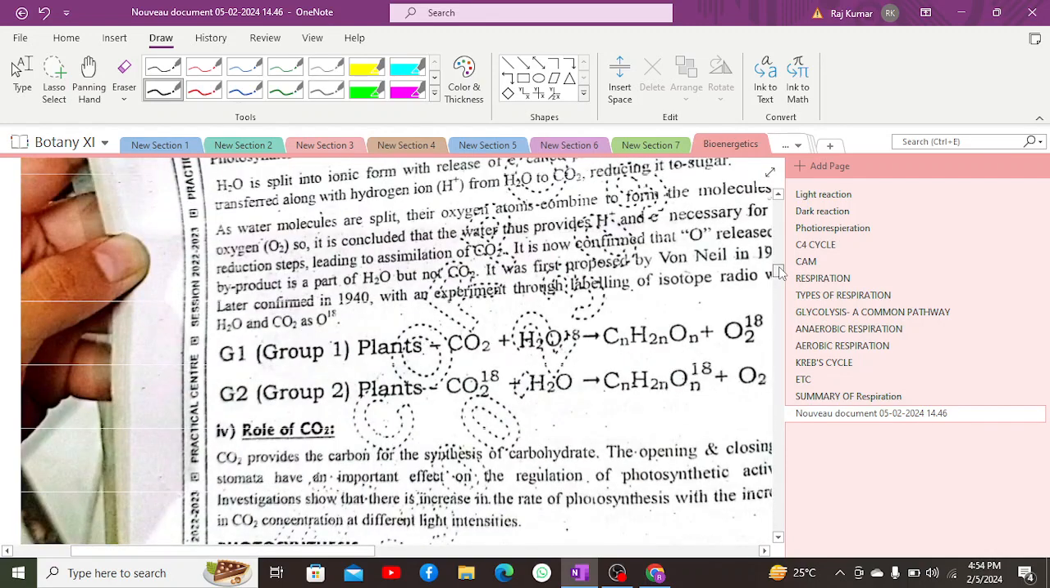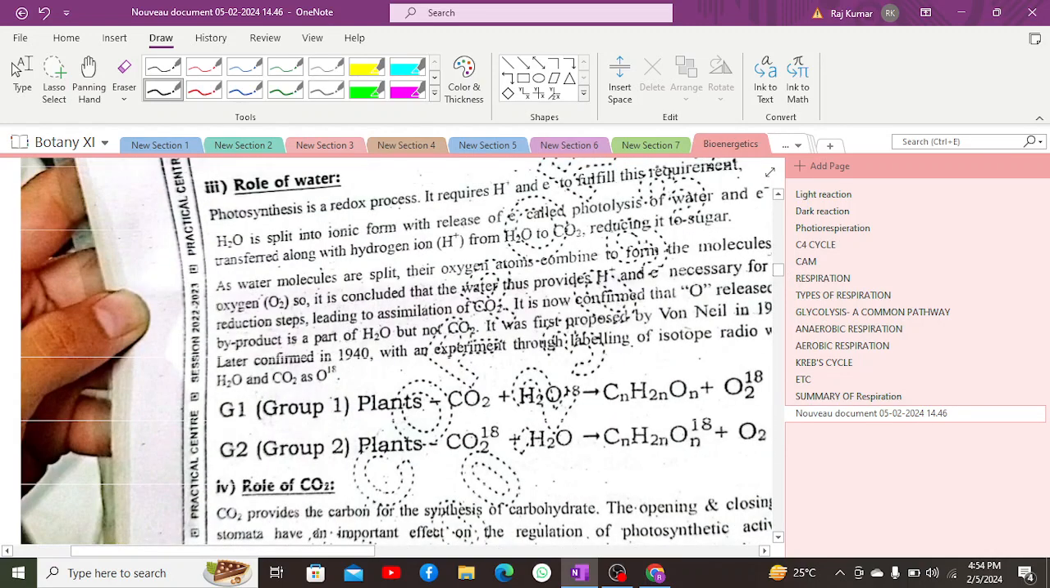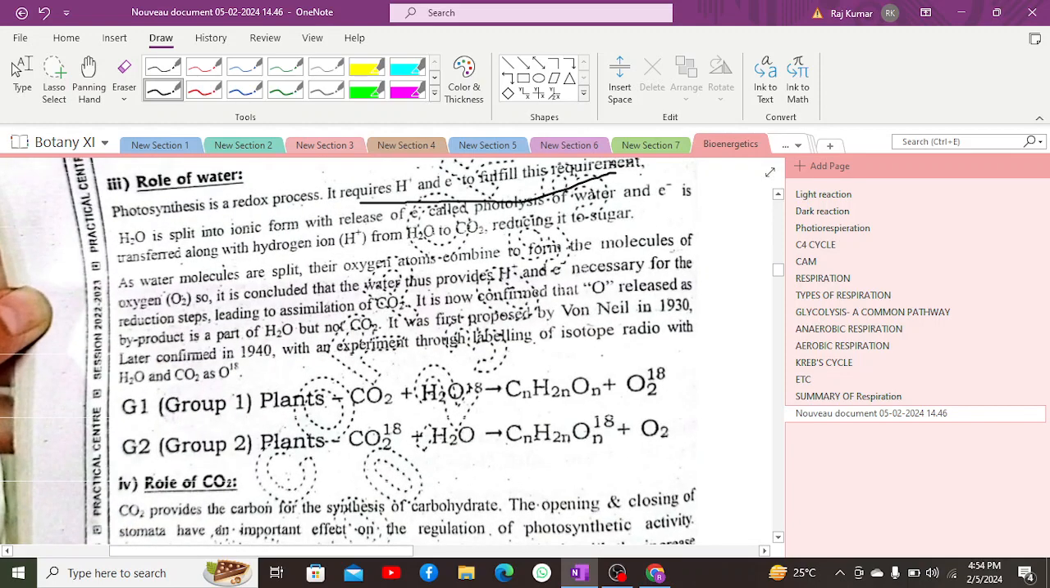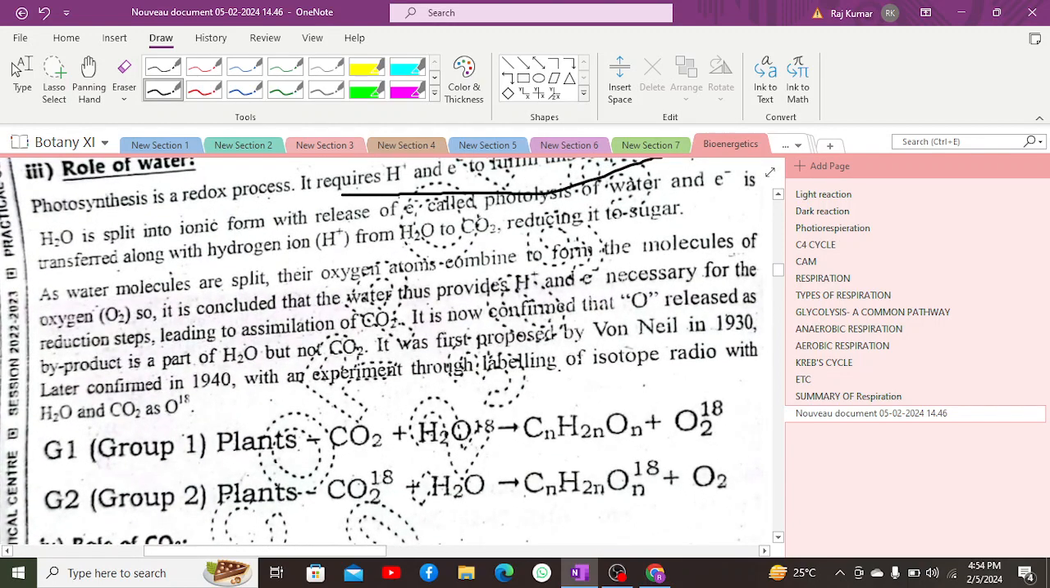After that, role of water. This is a short topic which we are going to cover. Photosynthesis is a redox process. It requires proton and electron to fulfill this requirement. Water is split into ionic form with release of electron, called photolysis of water.